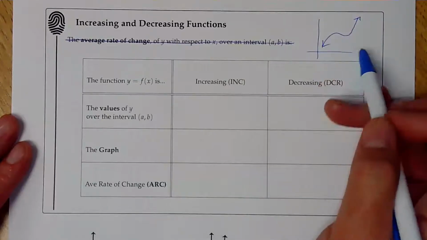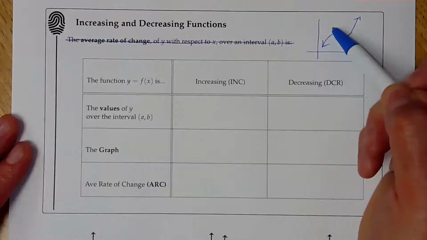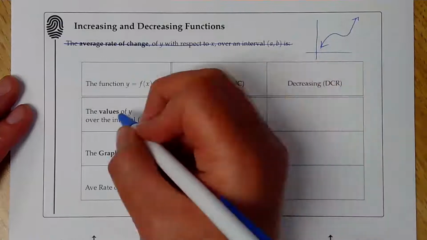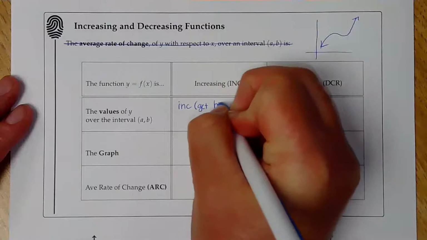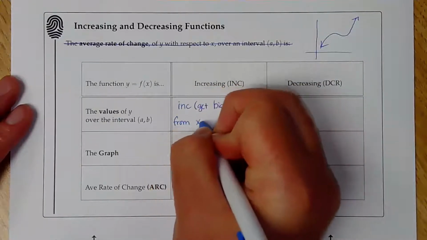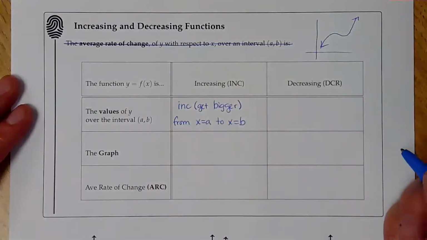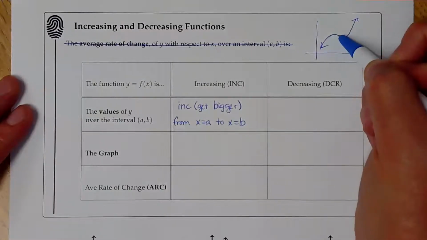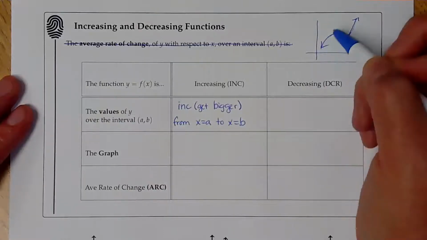Okay, so over this interval, we would say it's increasing here because these y values are getting bigger. So what I'm going to put in this box is my y values either increase or get bigger from x equals a to x equals b. And it has to do that all the way along that whole interval. So it is increasing here, but then it starts decreasing and then it's increasing again. So it needs to be increasing over the entire interval.